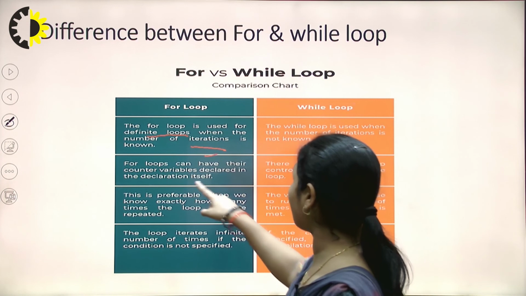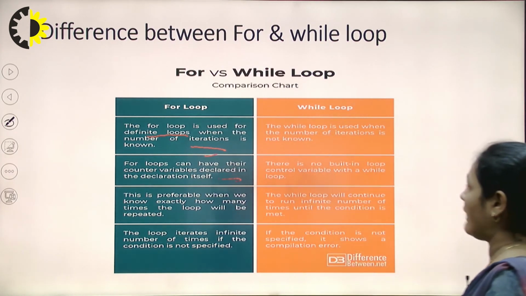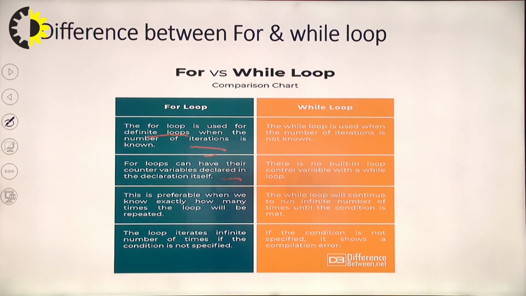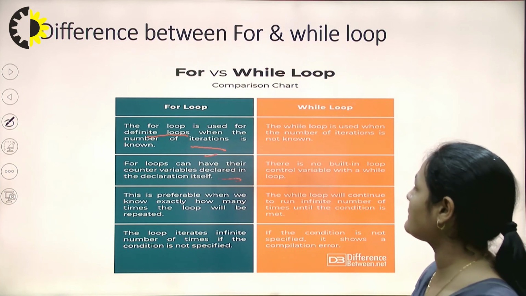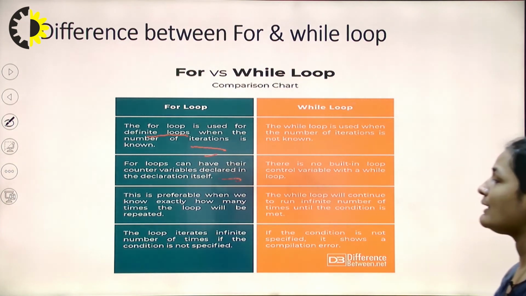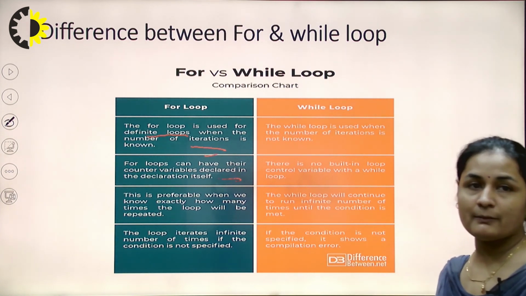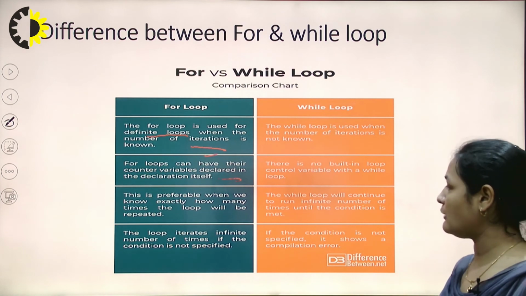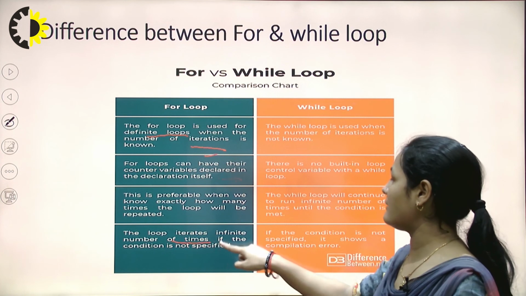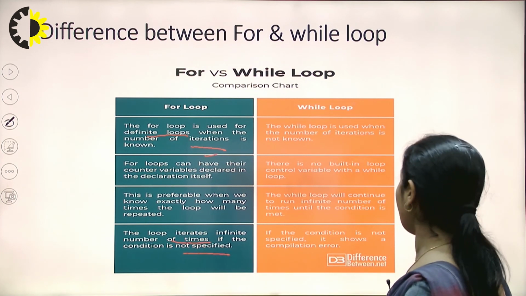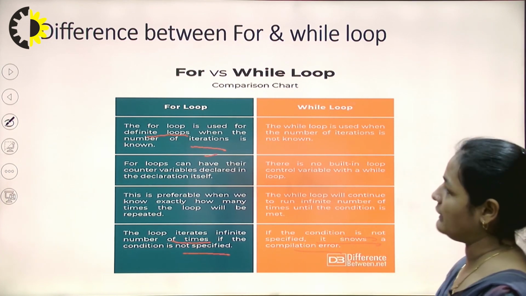For loops can have their counter variable declared in the declaration itself, and in while loop there is no built-in loop control variable. For loop is preferable when we know exactly how many times the loop will be repeated, and when we don't know how many times the loop will be repeated, then we prefer the while loop. The loop iterates an infinite number of times if the condition is not specified, and in while loop, if the condition is not specified, it shows a compilation error.